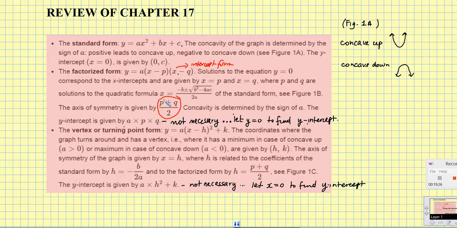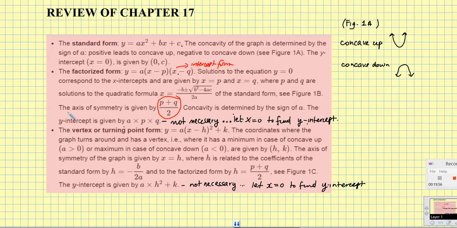Now, they give you a whole bunch of information here. The y-intercept is given by a times p times q. That's not necessary for you to know. Just let x equal 0 to find the y-intercept. So when we want to figure out what the y-intercept is in the factorized form or in the intercept form, all we need to do is let x equal 0 to find our corresponding value of y, or our y-intercept.